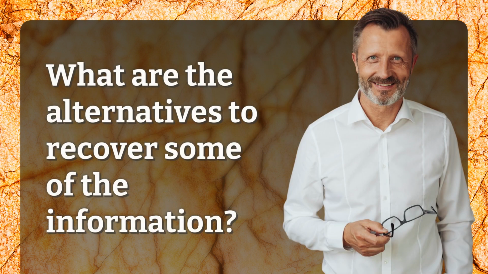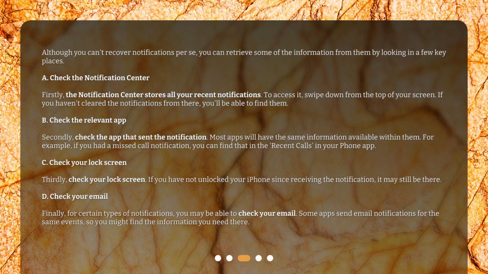What are the alternatives to recover some of the information? Although you can't recover notifications per se, you can retrieve some of the information from them by looking in a few key places. A. Check the Notification Center firstly. The Notification Center stores all your recent notifications. To access it, swipe down from the top of your screen. If you haven't cleared the notifications from there, you'll be able to find them.